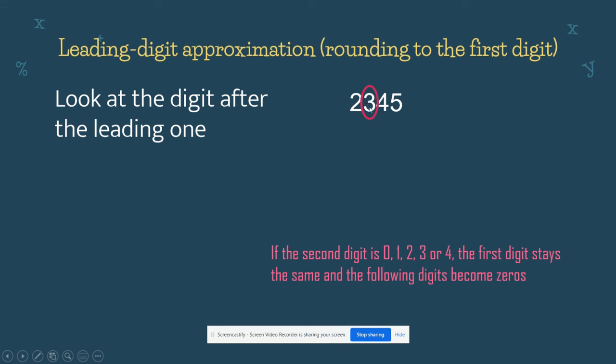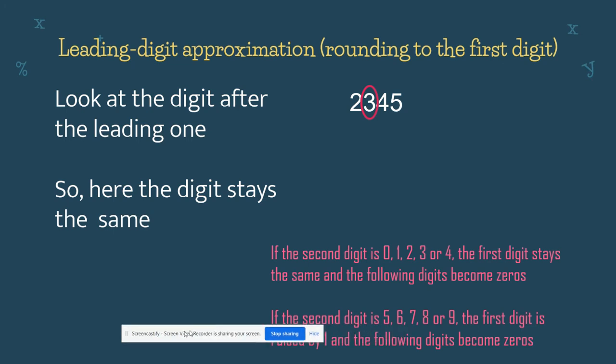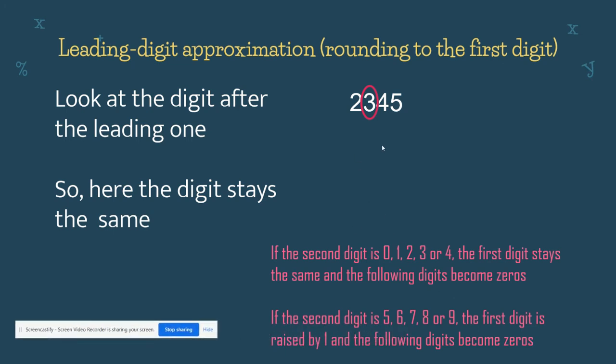If the number was a five, six, seven, eight, or nine, the first digit is raised because it's strong. It goes up to the three, and these will also become zeros. Okay, so in this instance, the digit will stay the same, and therefore it becomes 2000.